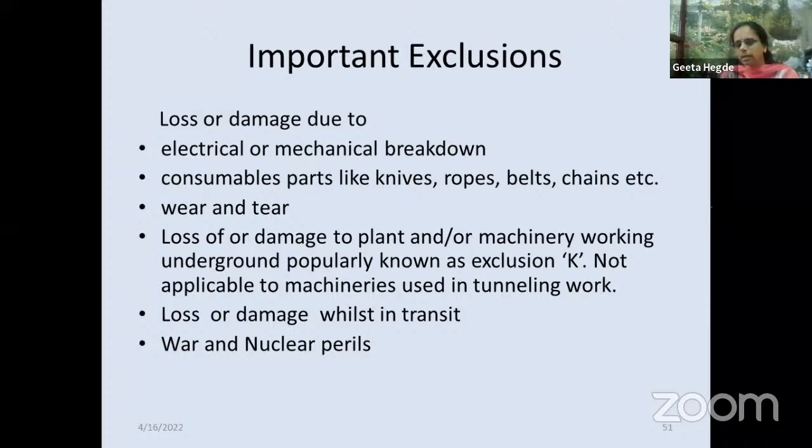Electrical or mechanical breakdown is not covered. So CPM cover is somewhat like the motor policy. Mechanical, electrical breakdown is not covered. Consumables are not covered: ropes, belts, chains, knives, wear and tear. Underground is an exclusion for other machines, but when machines are used for tunneling, then that cannot be an exclusion. Loss or damage in transit and war and allied perils are also excluded.